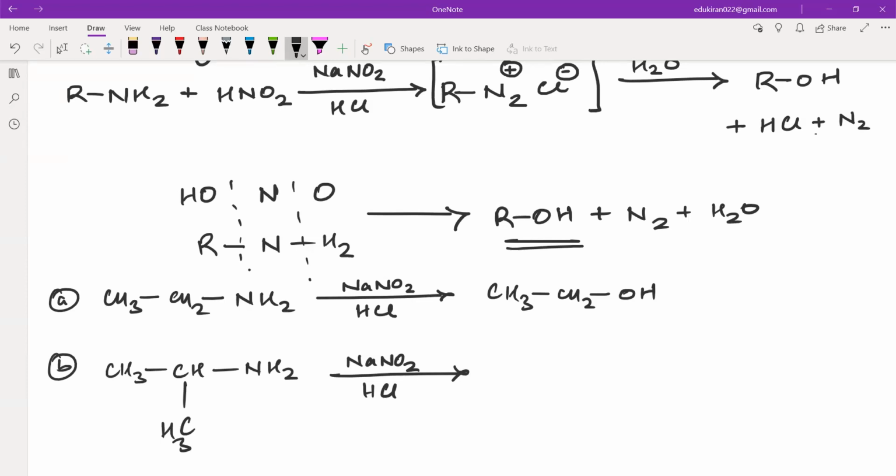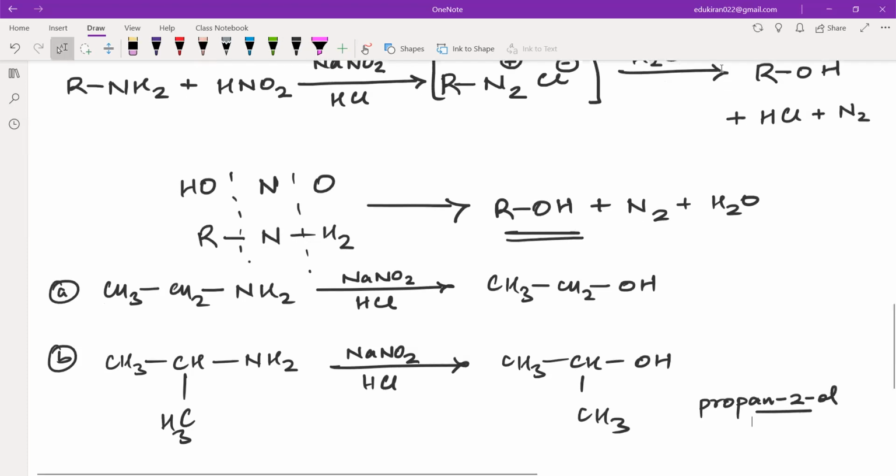Nobody has given me the answer. What happened? Yes, Fatima, Amalia, Sania, Nazira, you guys can write the answer, yes or no? Okay, so for B, this is ethanol, right? Ethyl alcohol, ethanol. And here we'll be getting CH3CH(OH)CH3. So this is three carbon atoms, and there is an OH group. So this is propan-2-ol.